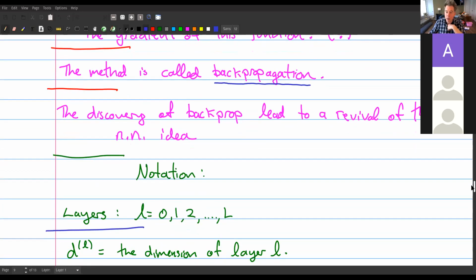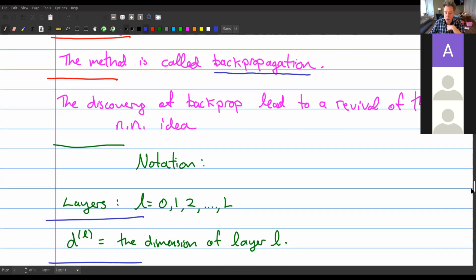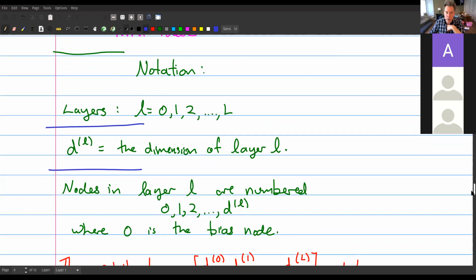But now we have deep learning techniques, and we also have GPUs. So GPUs can train these things quickly, and that solved the problem of it taking forever to train them. Okay. All right, so now we're just going to fix the notation.